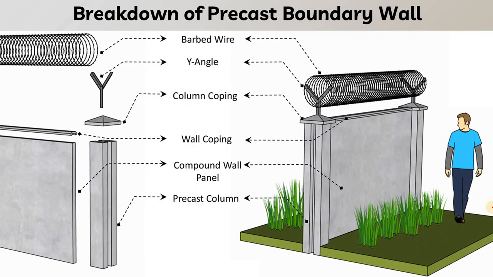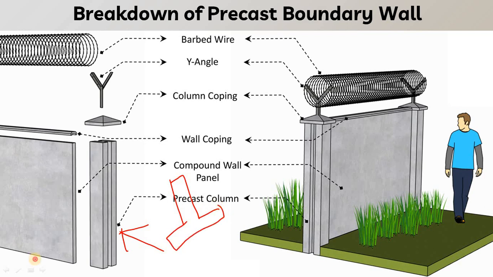So let us first understand what the different components of the boundary wall are. Let us first understand the breakdown. Here you can see I have made the breakdown of the precast boundary wall. Let me start with the first. Here you can see this is the precast column, that is excluding foundation. There are also different kinds of columns, that is column with the foundation as well.